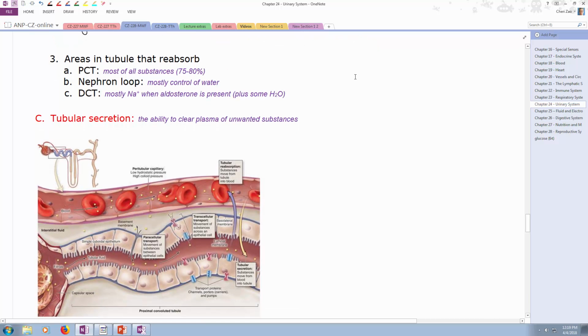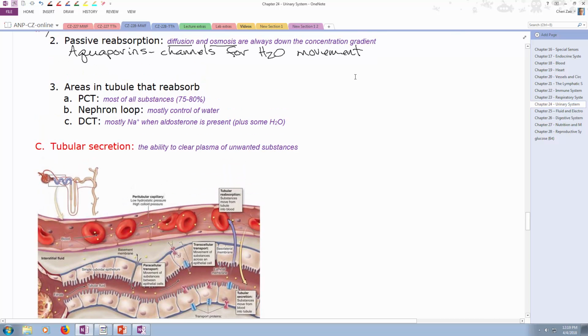Water is not something that we actively transport. That's all a passive transport process. And we all know, let's put it in the notes, H2O follows solutes.